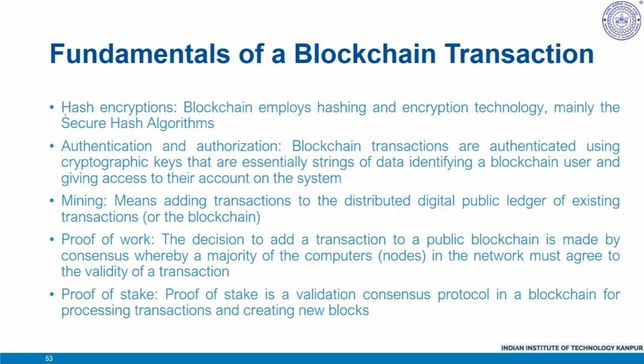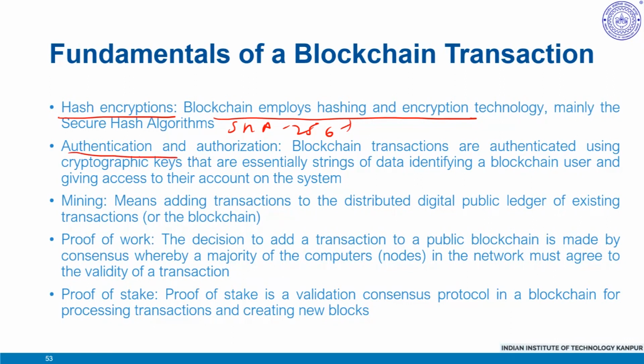First, you have hash encryptions. Blockchain employs hashing and encryption technology, mainly the secure hash algorithms, for example, the SHA 256 algorithm, and some other similar algorithms to ensure data security. Therefore, these secure hash algorithms transmit the transaction details as encrypted information, like hash encryption, which gets added to the blockchain post verification. Thanks to this secure hash algorithm, hash encryption becomes practically impossible to hack.